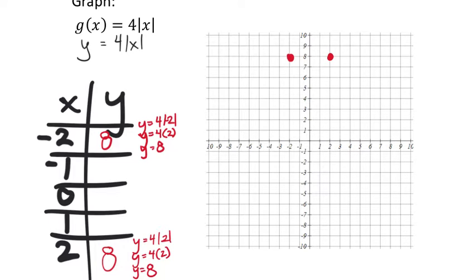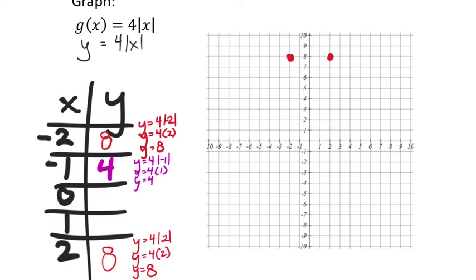All right, so continuing this, let's go to the negative 1. The x is negative 1, okay? So that's 4 times the absolute value of negative 1. And how far away is negative 1 from 0? It's 1. So that's 4 times 1, which is 4. Okay, so that's negative 1, 4.